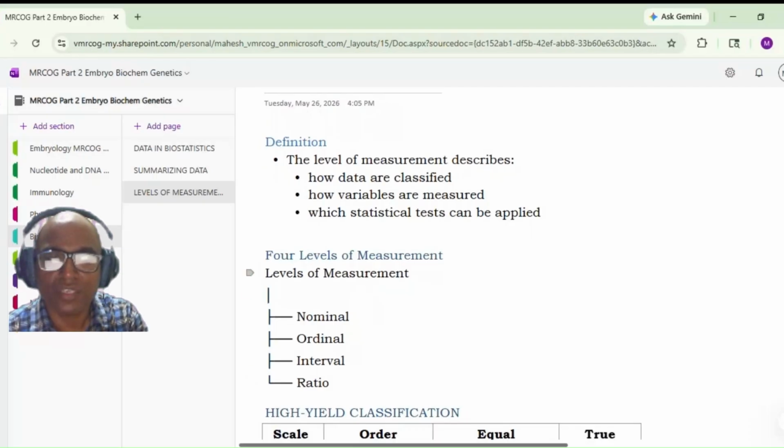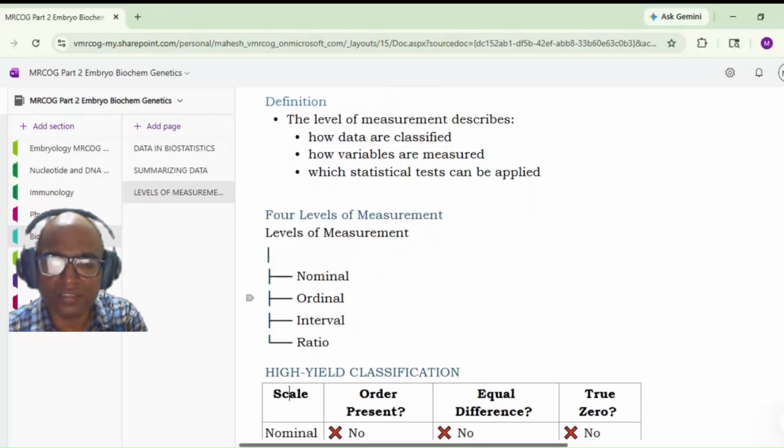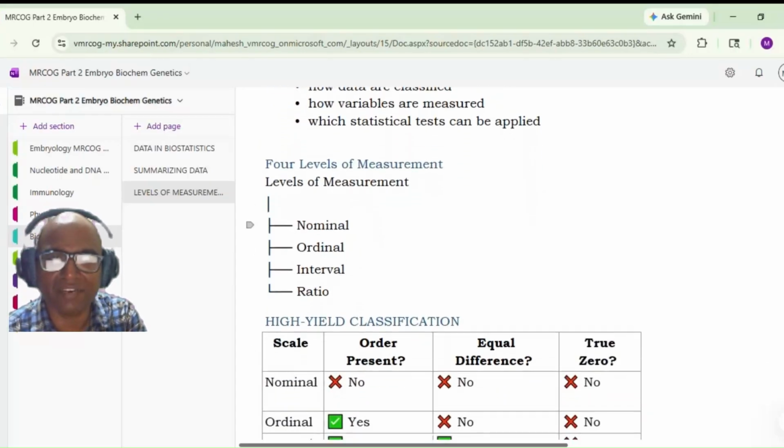Okay, so last session we have seen the data as such, and we have seen the variables. Now we are going to measure these variables. For measurement we need to have a certain scale. Depending upon the scale of measurement, we have different levels, that is nominal, ordinal, interval, and ratio.